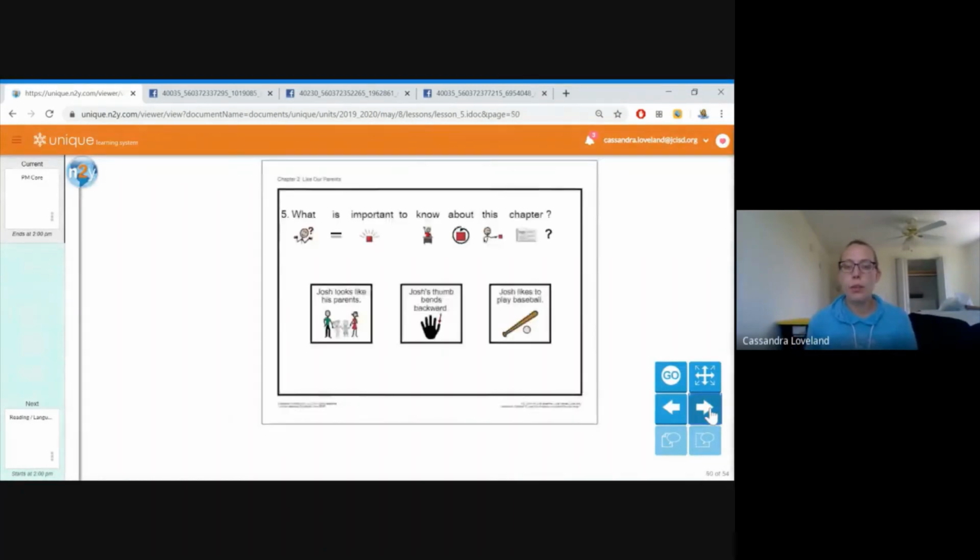What is important to know about this chapter? Is it important to know that Josh likes to play baseball? Yes or no? No, it's not important to know that Josh likes to play baseball. Is it important to know that Josh looks like his parents? Yes or no? Yes, it is important to know that Josh looks like his parents and he gets some traits from both of his parents. And those traits are in our genes.